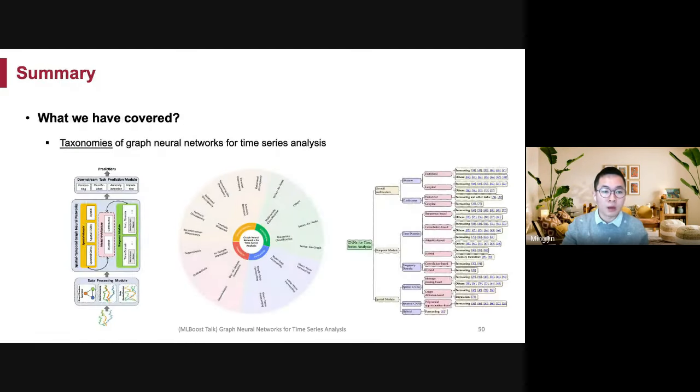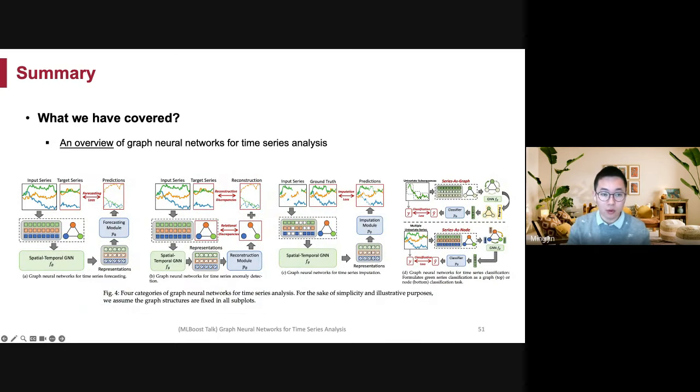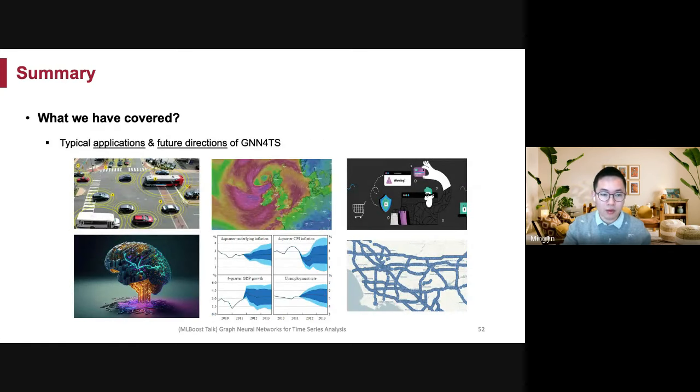Okay, so in this brief talk, we have covered three things. The first one is the taxonomy of GNN for time series, including the general pipelines, task-oriented taxonomies and methodology-oriented taxonomies, and also an overview of GNN for time series with several typical models and examples. We also discussed several applications, such as fraud detection, climate science, transportation, etc., as well as some typical future directions that we could work on in the context of GNN for time series.